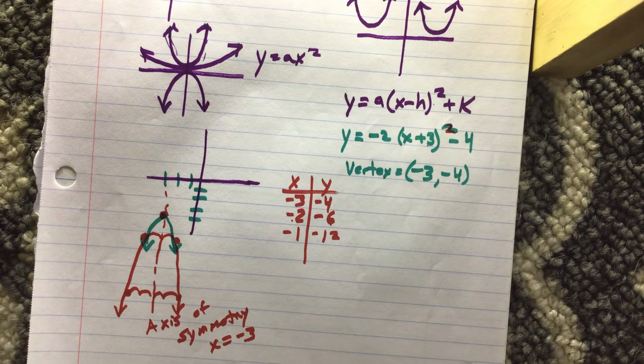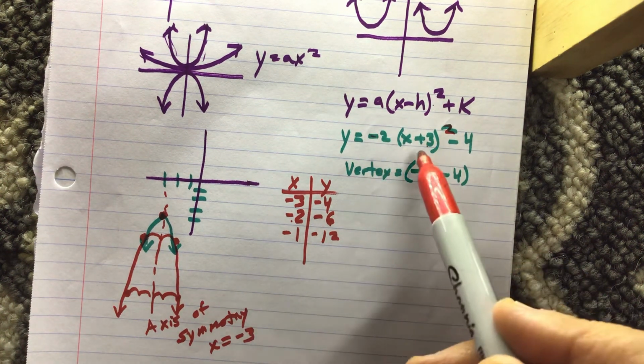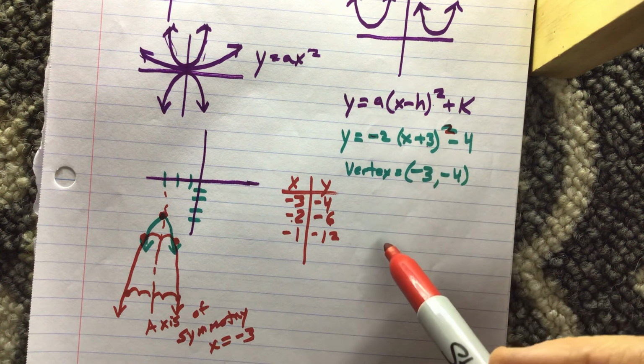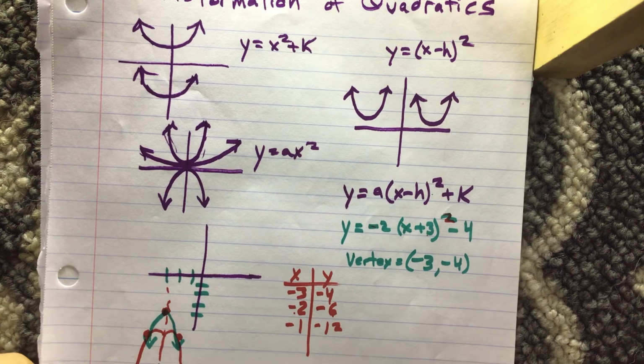So that's symmetry. That's what it looks like. That's the parabola. It's upside down because of this negative. And so those are the things you look at and think about when you're trying to graph a quadratic using transformations.